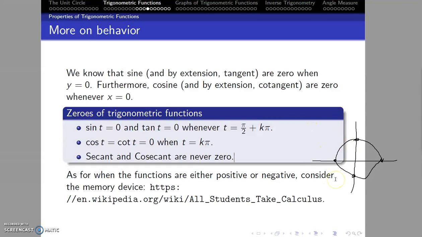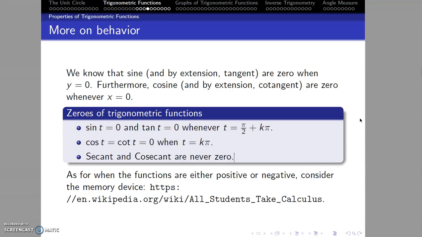Third quadrant, both x and y are negative. So sine's negative, cosine's negative, and tangent, being the ratio of two negative numbers, becomes positive. And lastly, fourth quadrant, x becomes positive, y is still negative, so we've got positive cosine, negative tangent. Not really worth memorizing. Better if you just understood that. Not really going to do more than that.